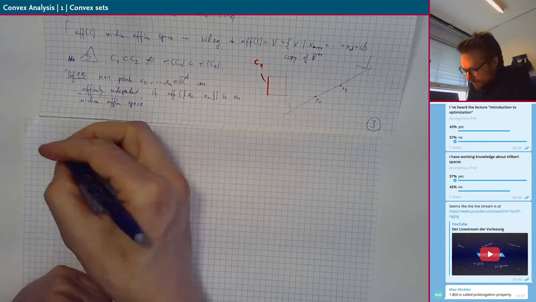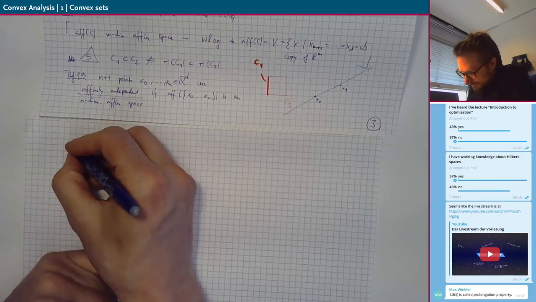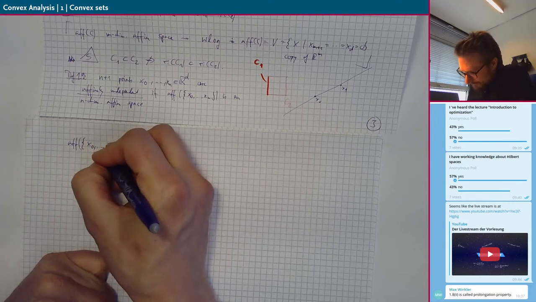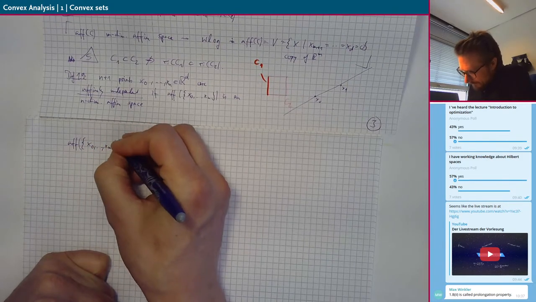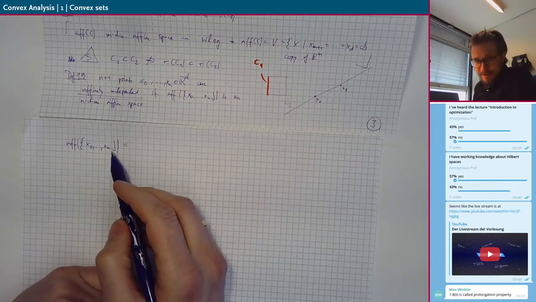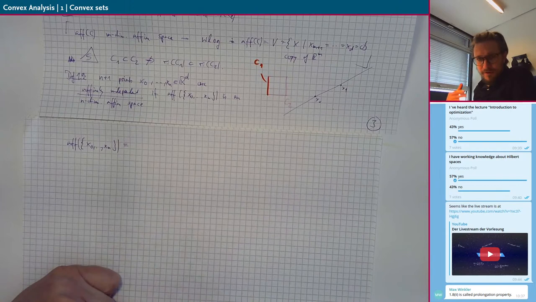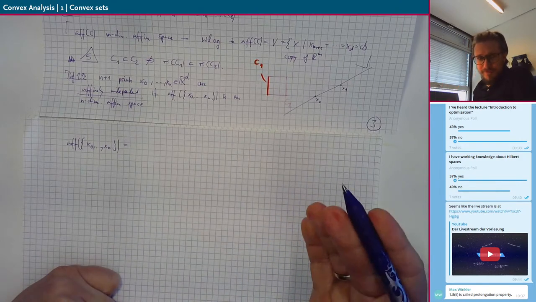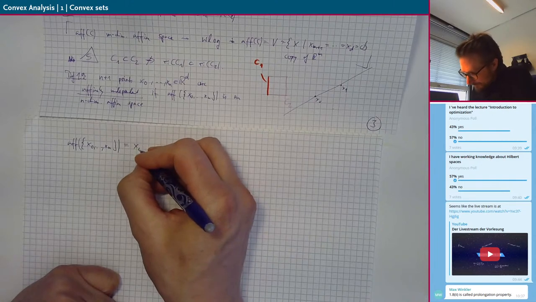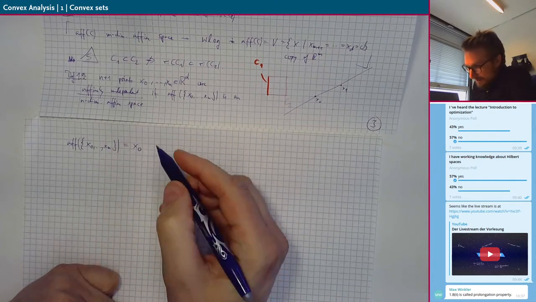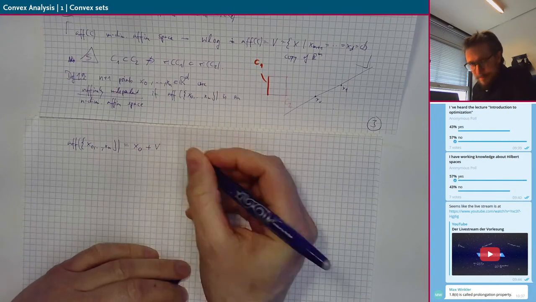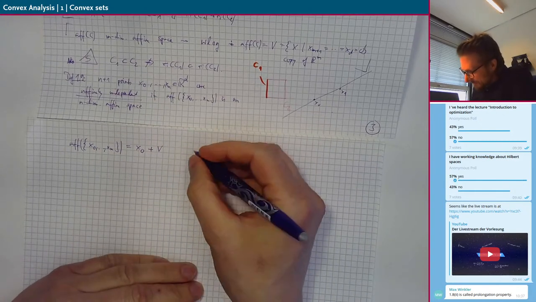So what is now important is that the affine hull of the set of points contains all the points x0 to xn. And it is of the form some point within the set plus the linear space. So actually we could distinguish the point x0 if we like, because this is contained in the set, plus a vector space, plus v.